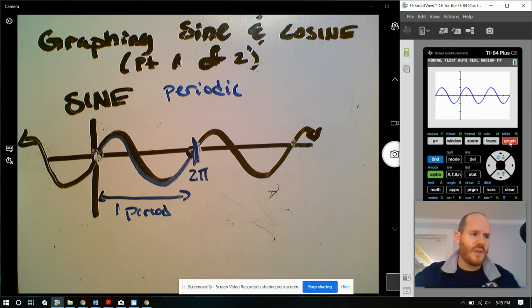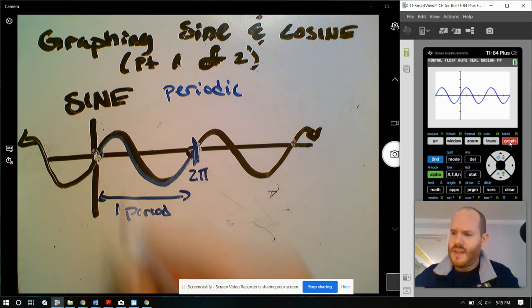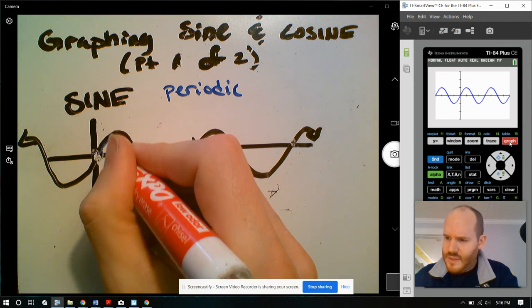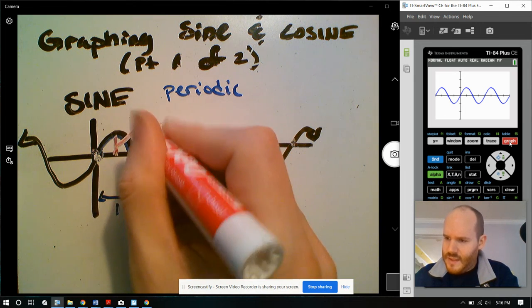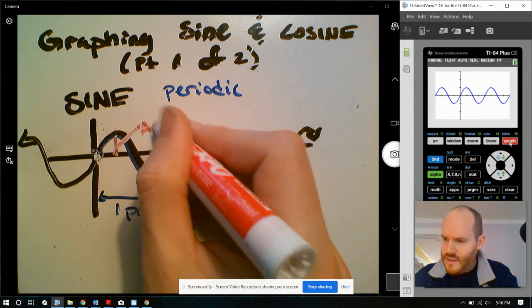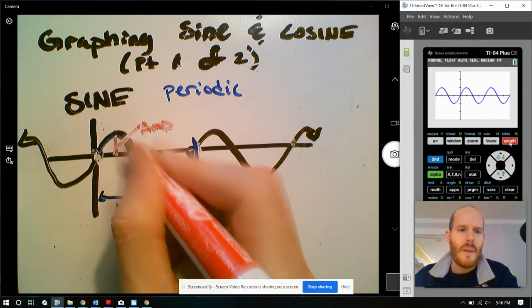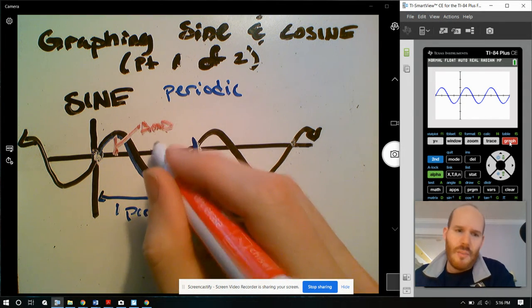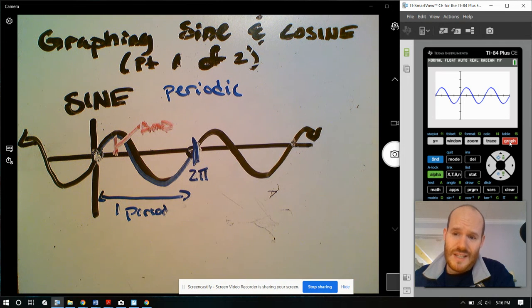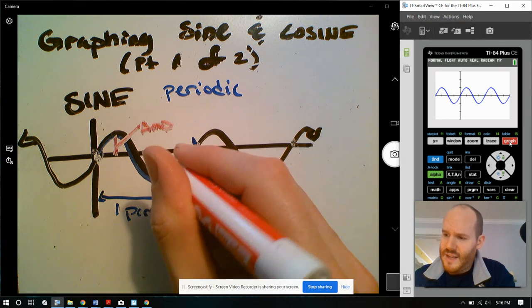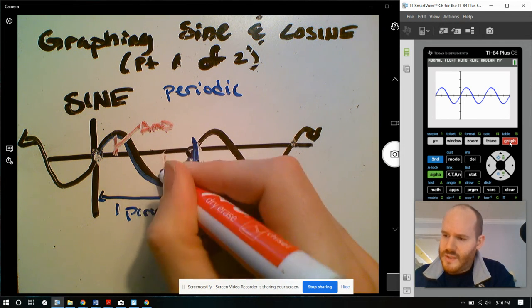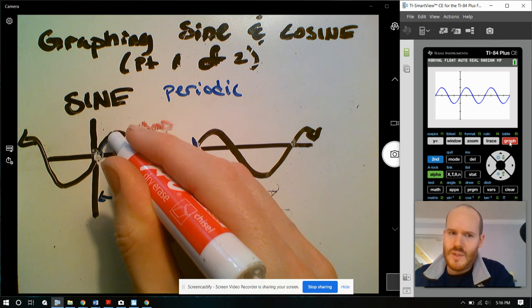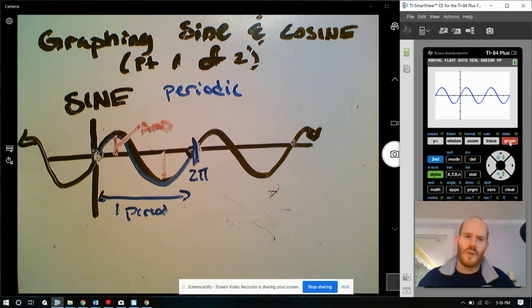A couple of the other key features about this graph that we mentioned is its amplitude. The amplitude is the height that this function deviates from its middle or average value. Though my graph doesn't really show it, you could see on the calculator's graph that this deviation, that amplitude, occurs equivalently in both directions. So it's one amplitude above and one amplitude below.